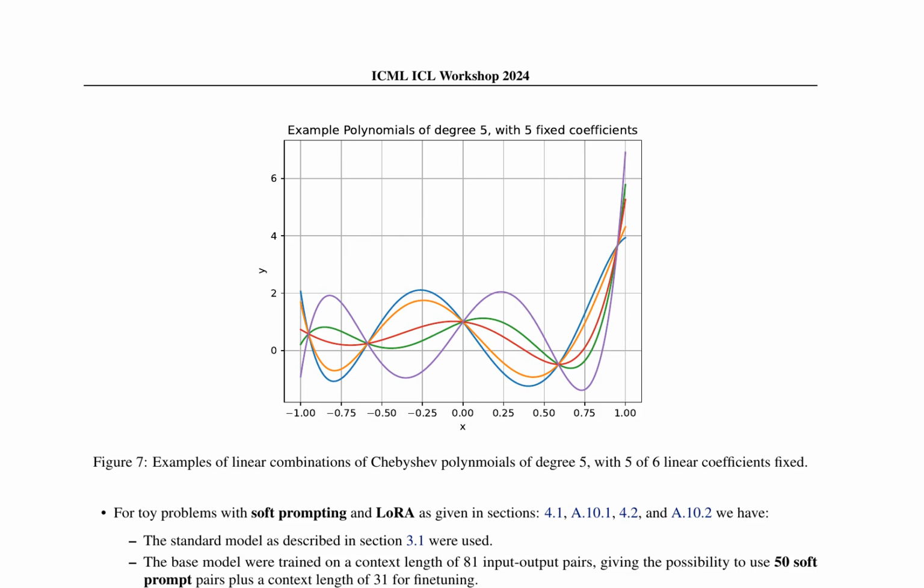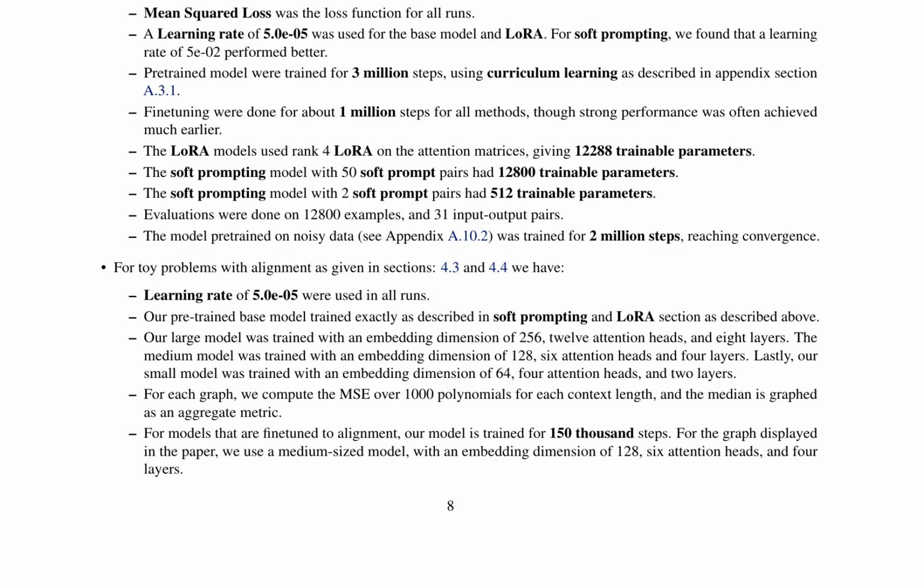In the context of shared points in the 5 shared coefficients function class, the authors demonstrate that using a linear combination of Chebyshev polynomials of degree 5 results in 5 fixed points, independent of the choice of the last coefficient, as visualized in Figure 7.